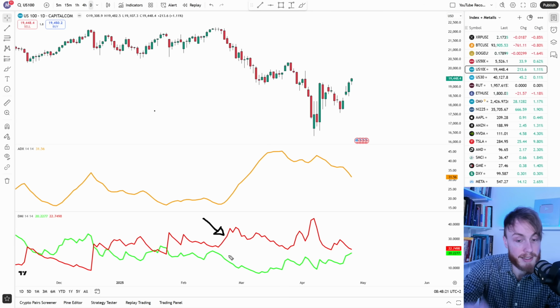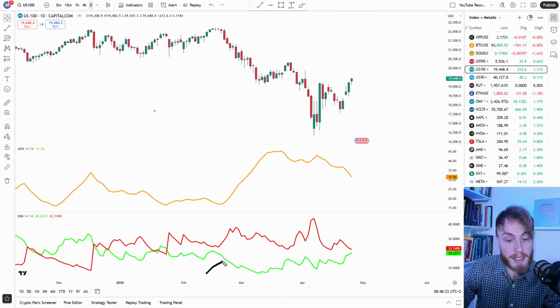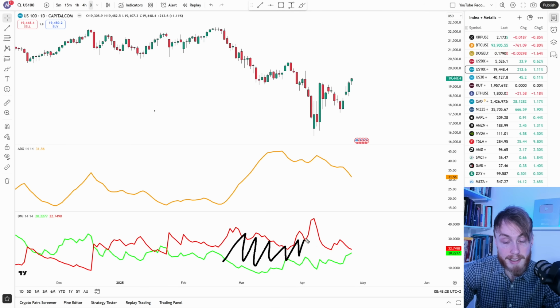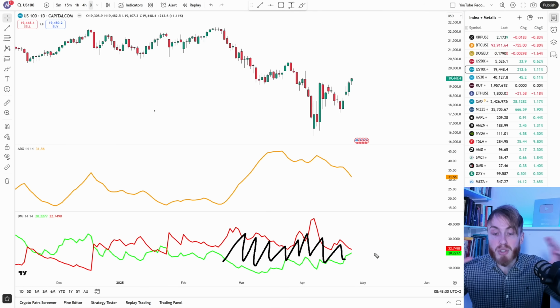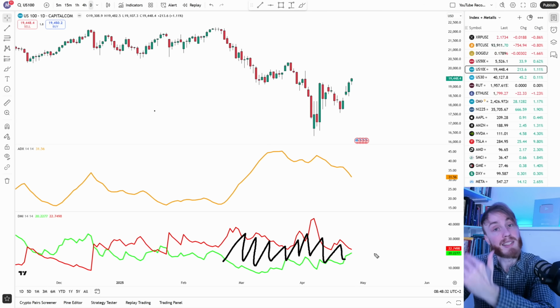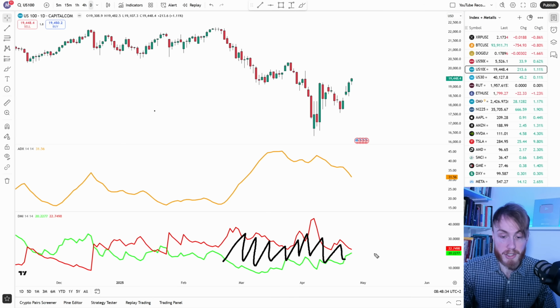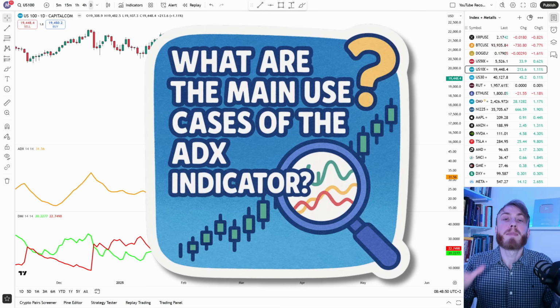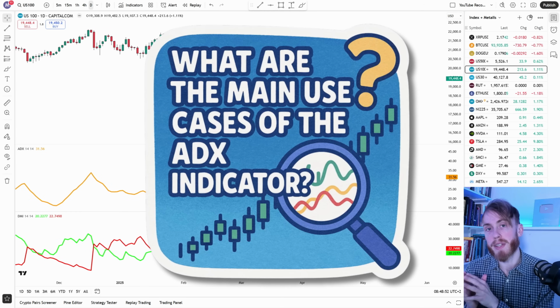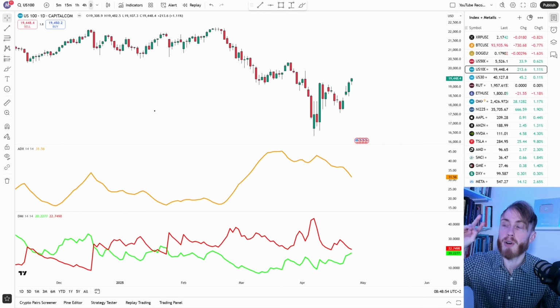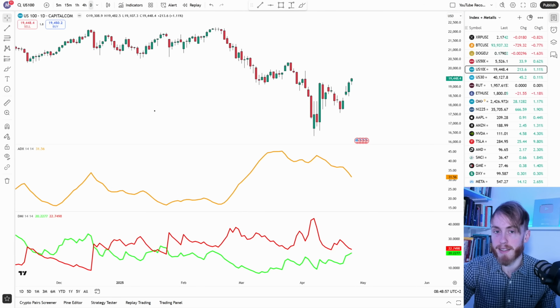When the line is red, the bears are in control. When the line is green, the bulls are in control. But the ADX is simply the strength of the trend, whether it's bearish or bullish. But now, what are the main use cases of the ADX? I would say that there are two very clear and easy use cases. And these use cases are basically the same thing if you think about it, but the opposite.